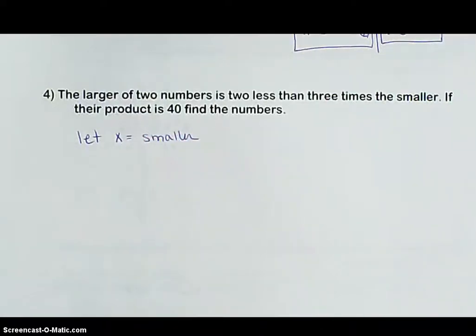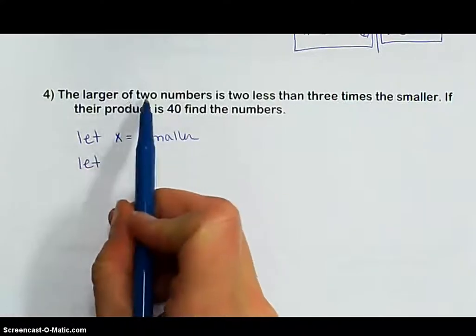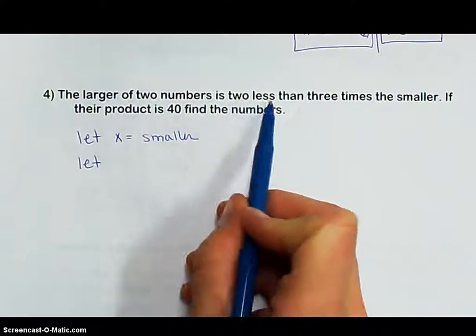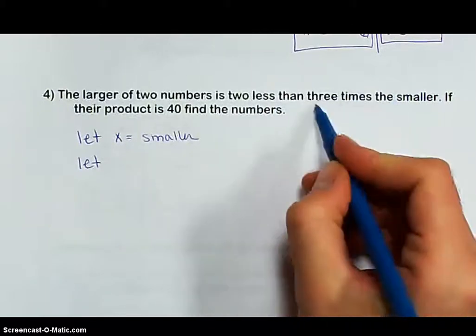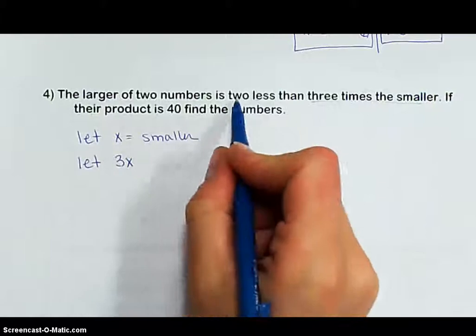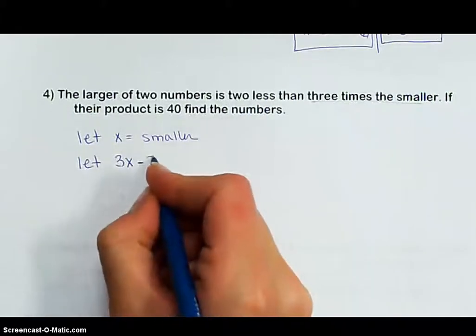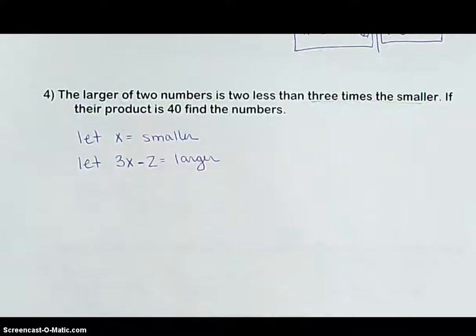So now we have to figure out what our larger number is. The larger of two numbers is 2 less than 3 times the smaller. So 3 times the smaller, that's going to be 3x. And if it's 2 less, that means I have to subtract 2. And this is going to be my larger number. Okay, now we have our two let statements.